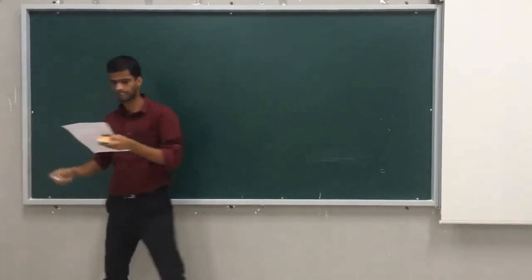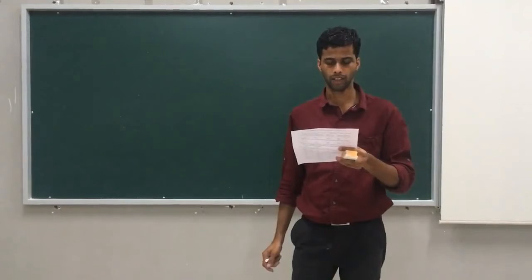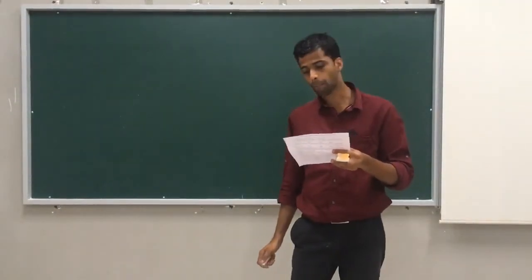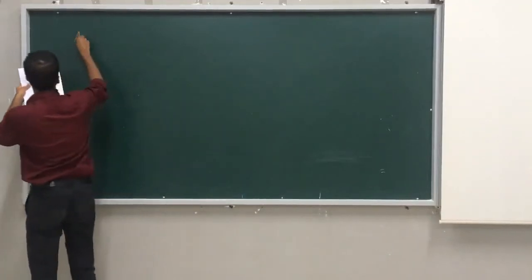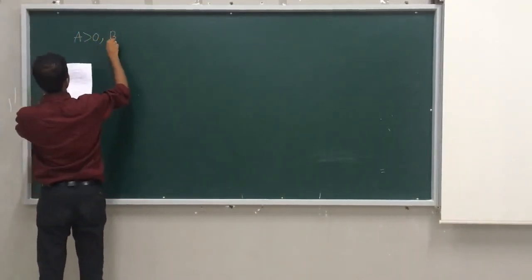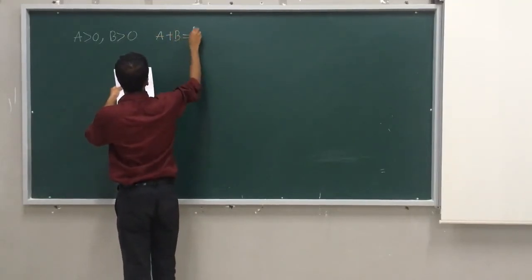If you check that 13th question: if A is greater than 0, B is greater than 0, and A plus B is pi by 2, then what is the maximum value of tan A tan B? So A greater than 0 is given, B greater than 0 is given, and A plus B is pi by 2.